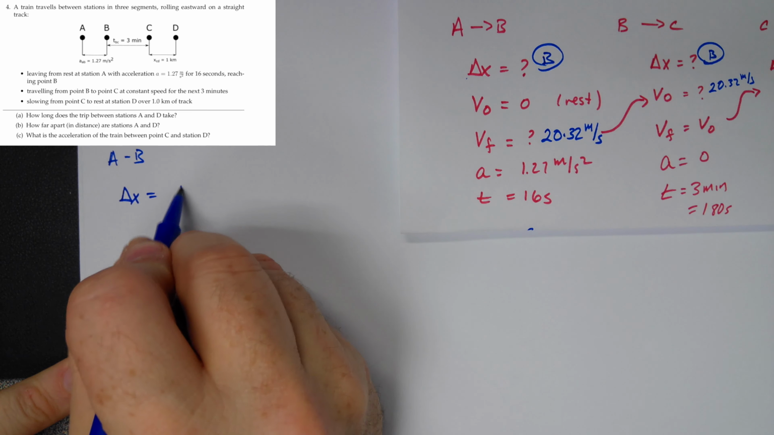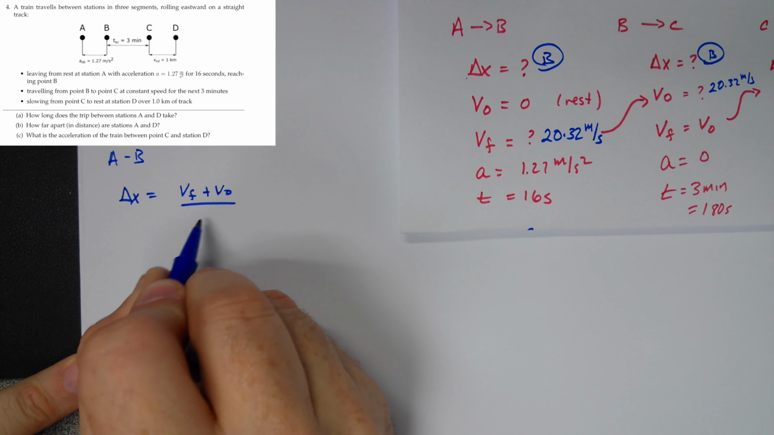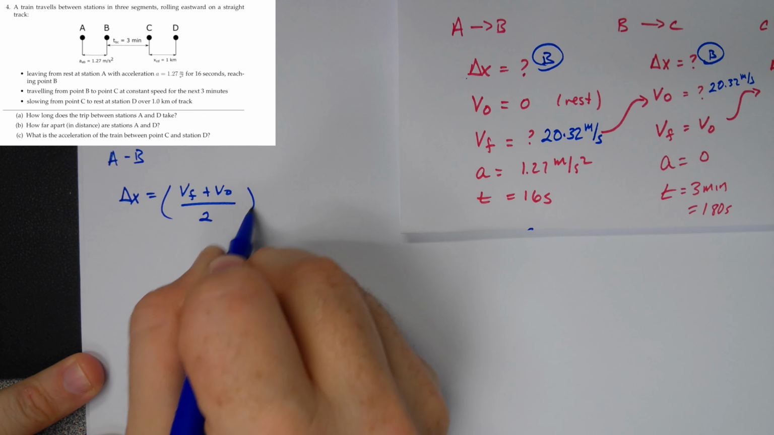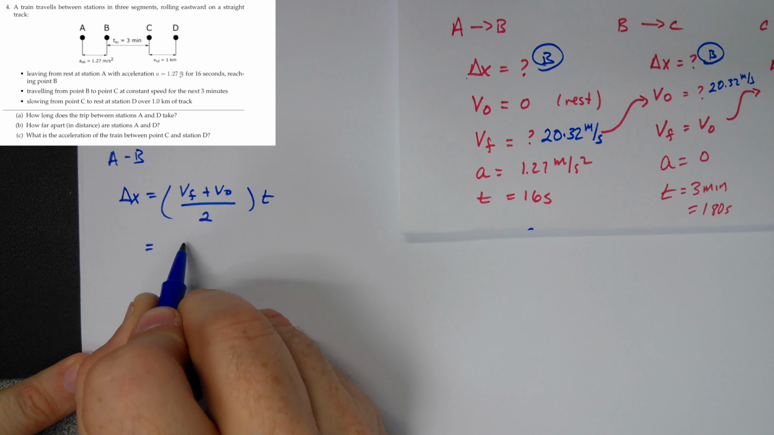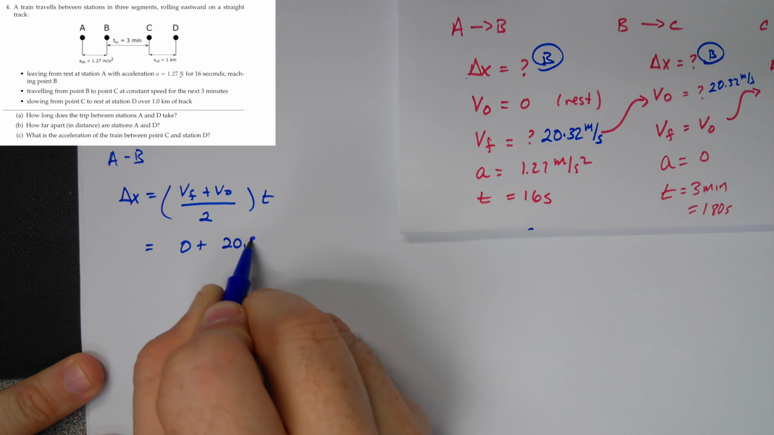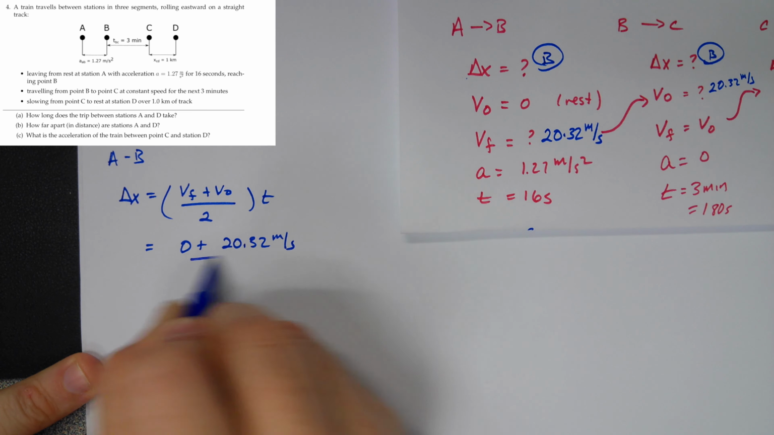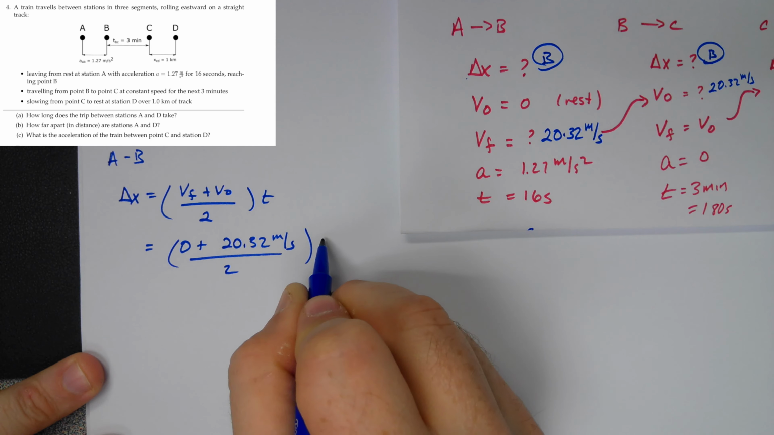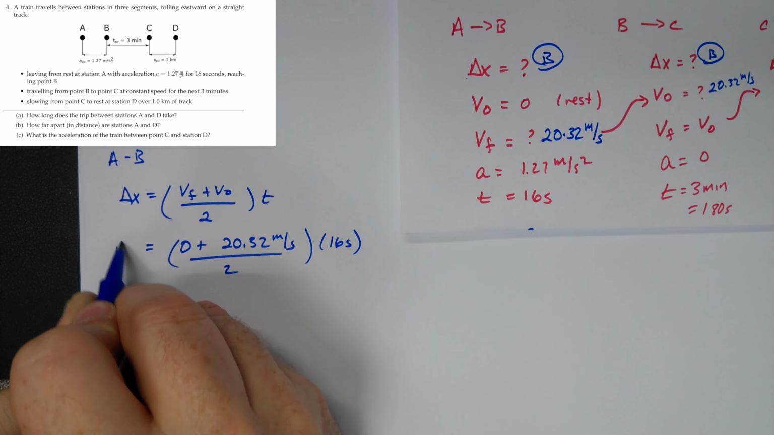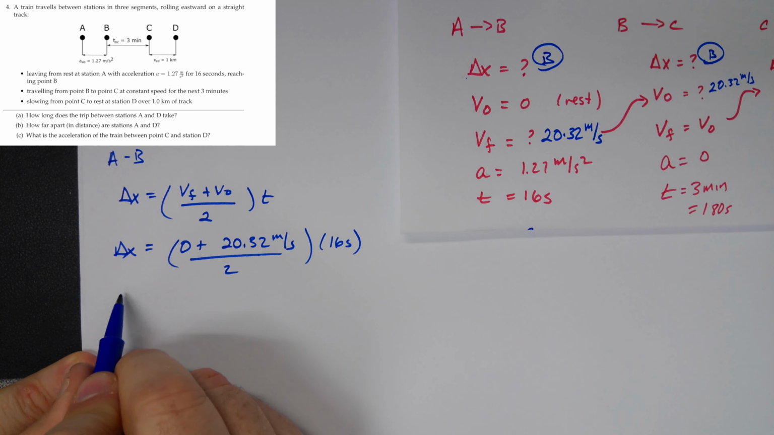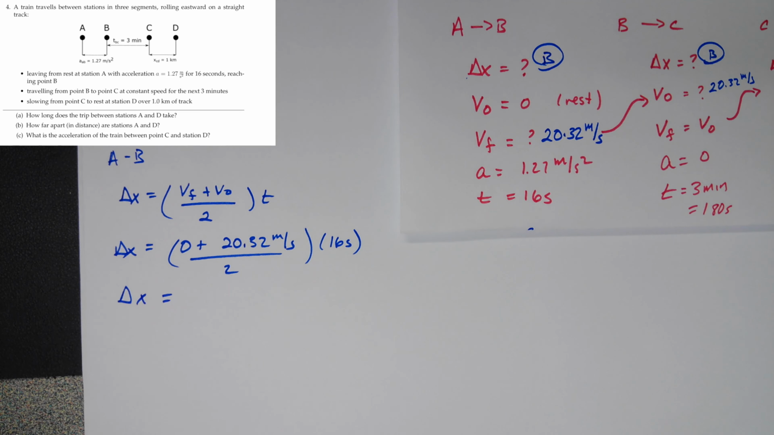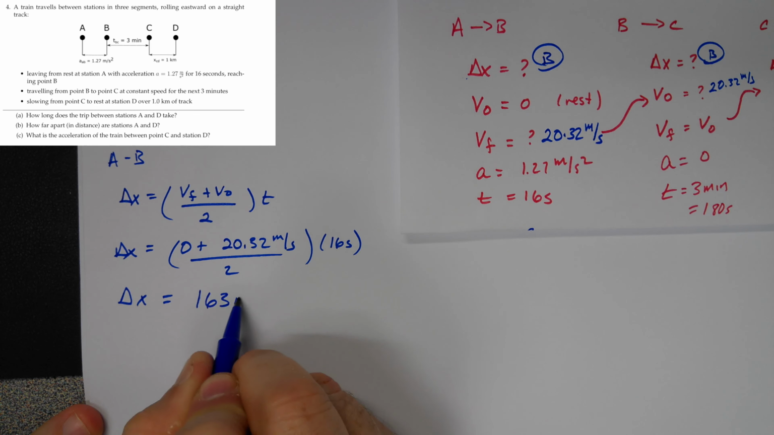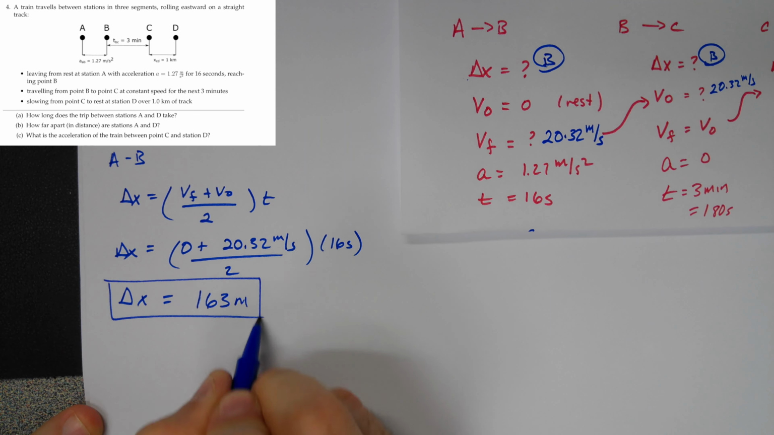V final plus V initial over 2 times the time is going to be 0 plus 20.32 meters per second over 2 times 16 seconds. And so 20.32 divided by 2 times 16 should give us 163 meters. That's part of our answer.